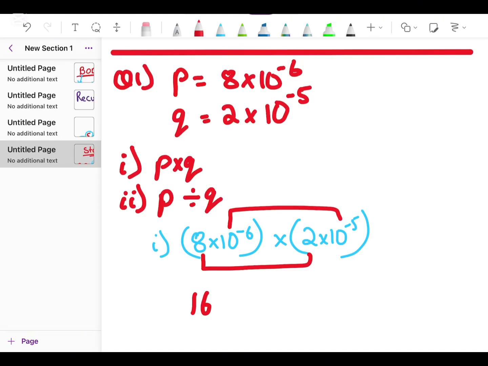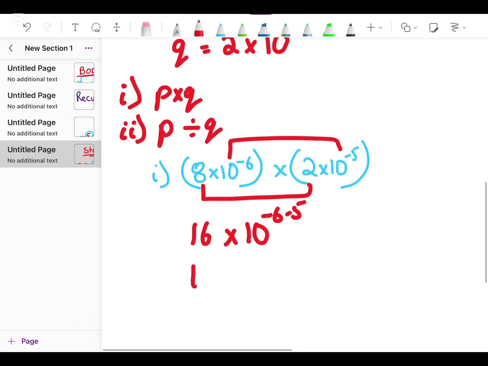So the rule of indices is that when the bases are same, power will be add. So you have to remember that. That's why I told you you have to know the basic rules of indices as well. So when the bases are same, power will be add. So it will become minus 6 and minus 5. Now listen to me very carefully how to write the answer. 16 multiplied by 10 raised to the power minus 11.